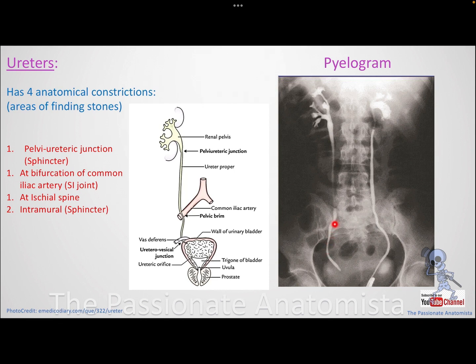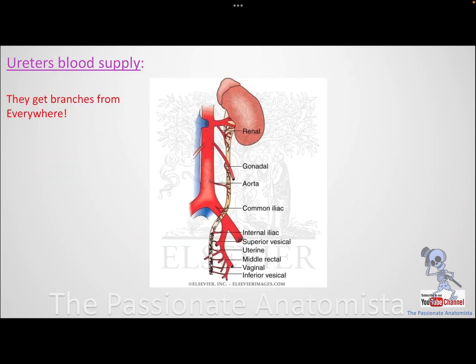And then the last one: when the ureter wants to run anteriorly to empty into the bladder, it will change its direction one more time at the ischial spine region here. So at that point I would also expect to see a stone. So these are all areas of questions. You need to know the points where you would expect to see stones, the areas of anatomical constriction: the pelviureteric junction, the point of the bifurcation of the common iliac, where the ureter will run with the internal iliac to get into the pelvis backward, at the sacroiliac joint; at the level of the ischial spine, this is another area; and the intramural part, which we call the uretero-vesical junction. All right, so these are 4 anatomical constrictions where you would expect to see stones.